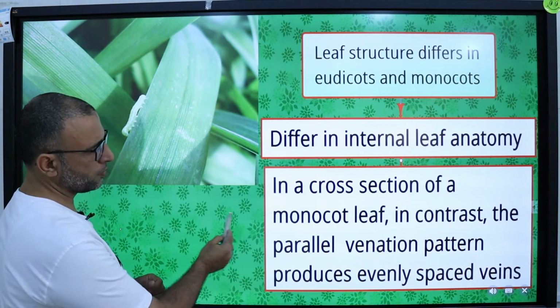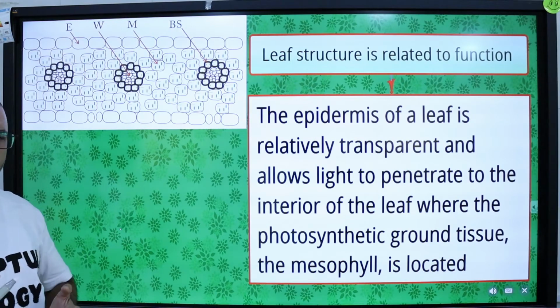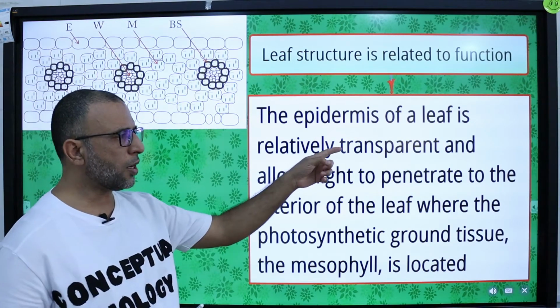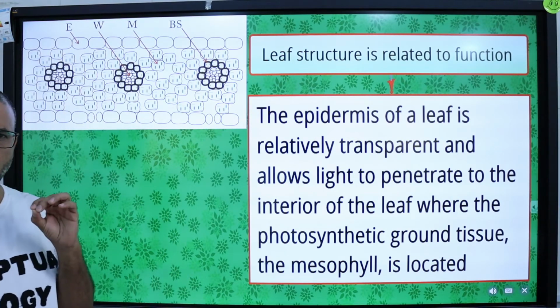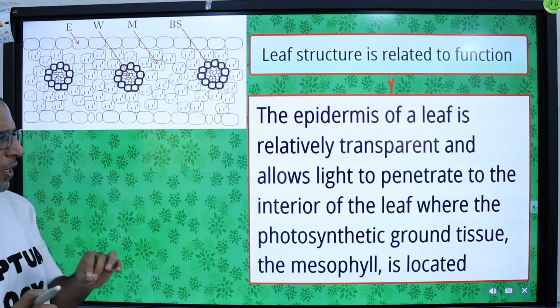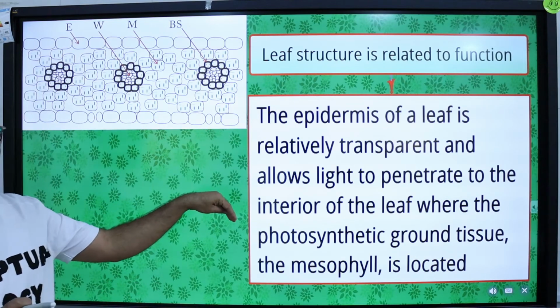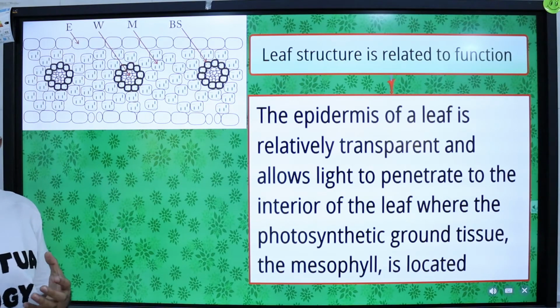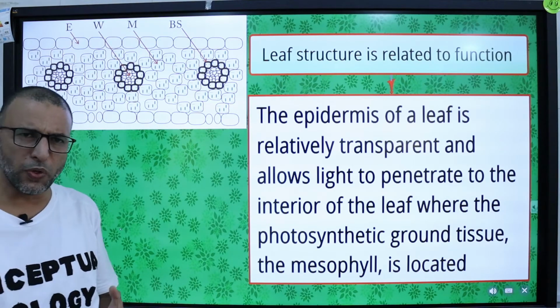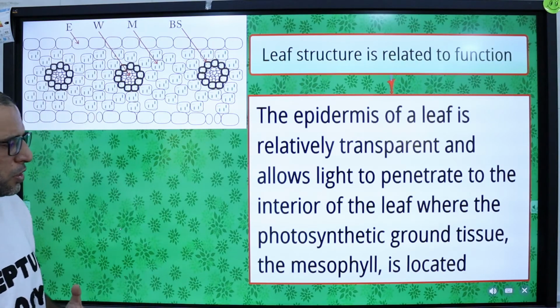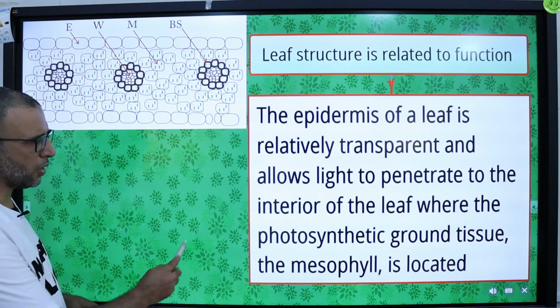As we know, the epidermal cells in leaves are transparent because they do not have chlorophyll, they are not photosynthetic in function, but they allow light to penetrate to the interior of the leaf where the photosynthetic ground tissue, that is mesophyll, is located, and the photosynthesis process takes place in mesophyll cells.